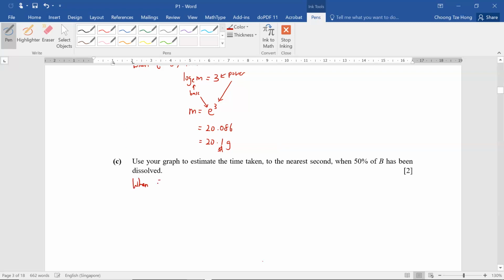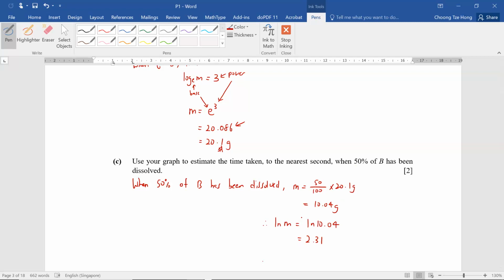So when 50% of B has been dissolved, the mass remaining will be 50 over 100 times 20.1 grams. Okay, so we get 10.04 grams. Over here, I'm using the more accurate value, although I wrote 20.1 here. Then we can calculate ln m equals ln 10.04. Then we will get 2.31. So we'll go to our graph, find ln m 2.31, go horizontally to hit the line, and come down vertically to find the time.